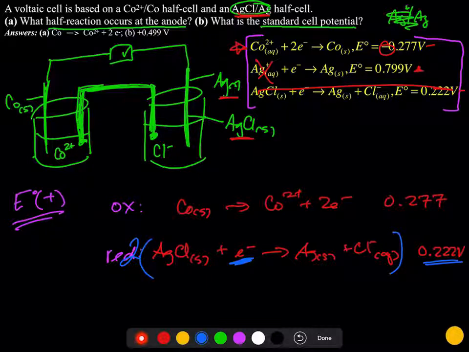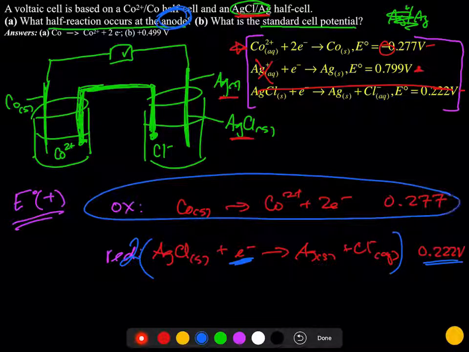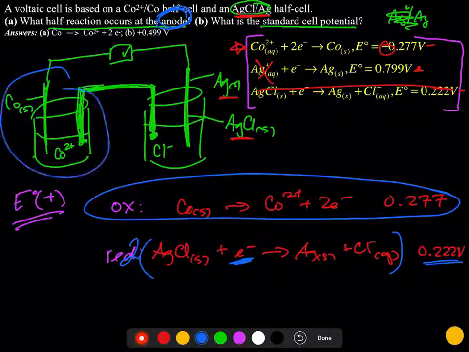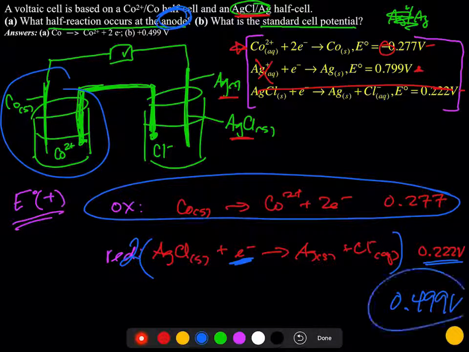All right, so then going back to my question, which happens at the anode? This happens at the anode, which makes this my anode. And my overall cell potential would be the sum of these things, which would be 0.499 volts as my overall cell potential. Make sense?